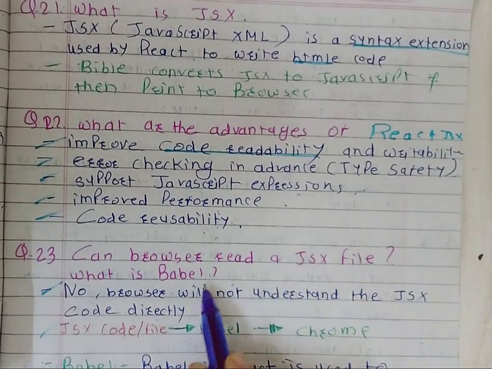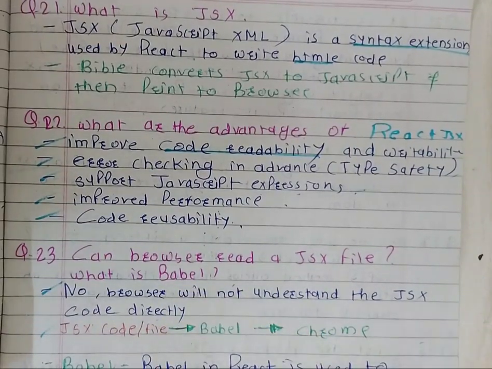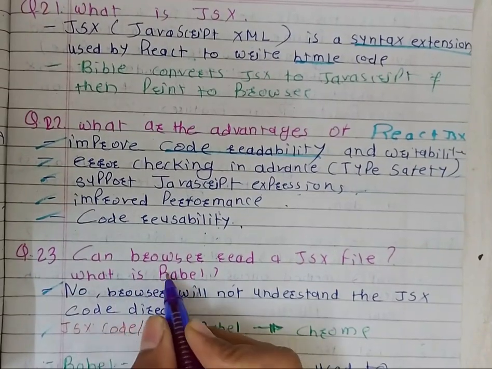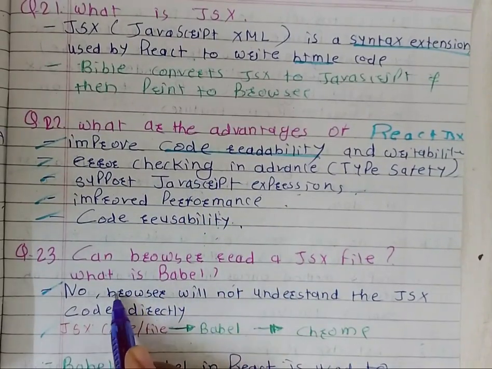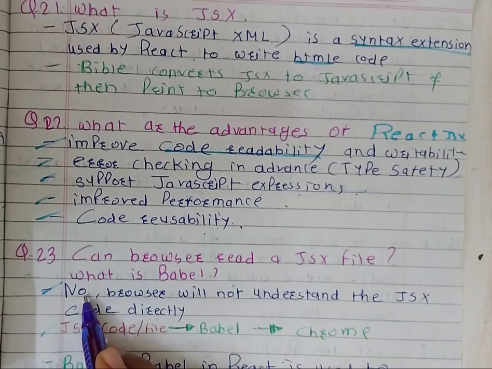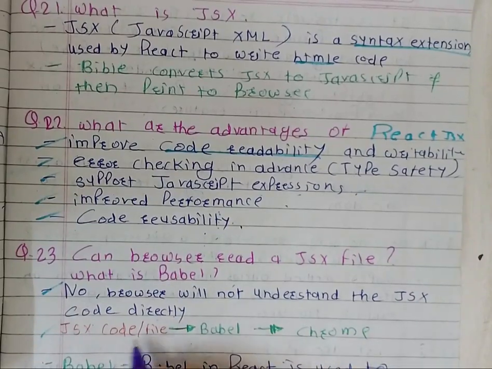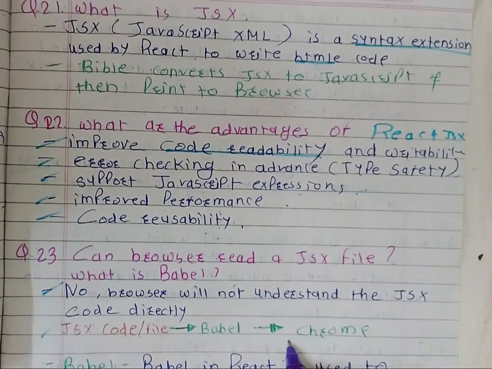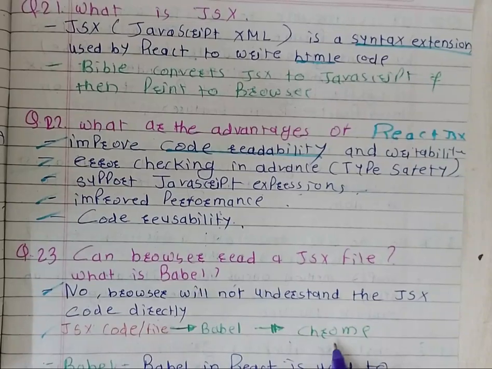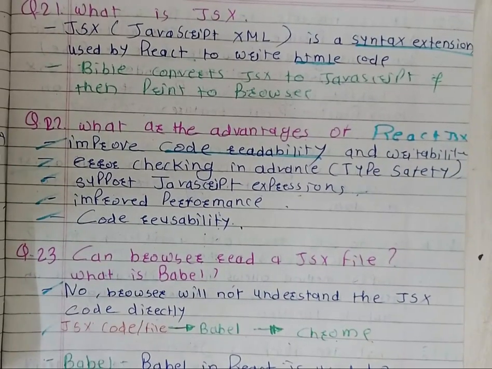Then, can the browser read a JSX file? What is Babel? We already saw in the above question that the browser can't understand JSX, so the answer is no. The browser will not understand JSX code directly. We already saw that first of all the JSX code gets converted into JavaScript using the Babel compiler, and then it is understood by the browser, like Chrome or any other browser. Then what does Babel do?